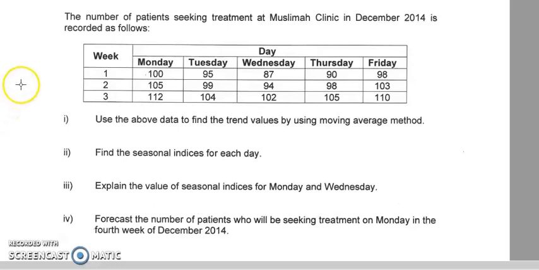Okay, example, I have data here. So how to know this data is collected weekly or daily, or we want to do forecast based on weekly or daily basis? Okay, first hint, you look at the forecast question. Forecast the number of patients who will be seeking treatment on Monday. So on Monday, meaning to say that later on when we want to do prediction, it will be based on daily basis.